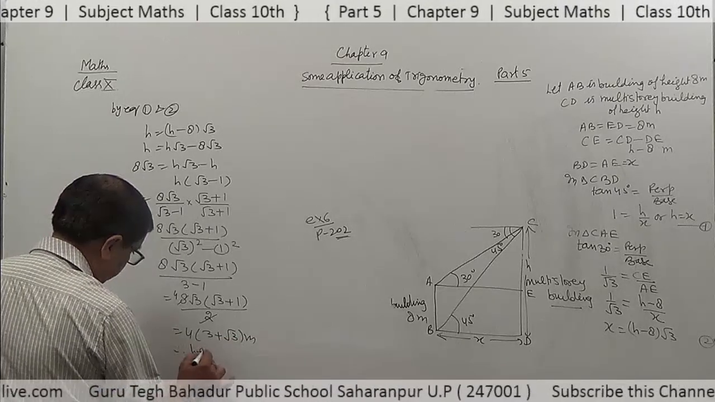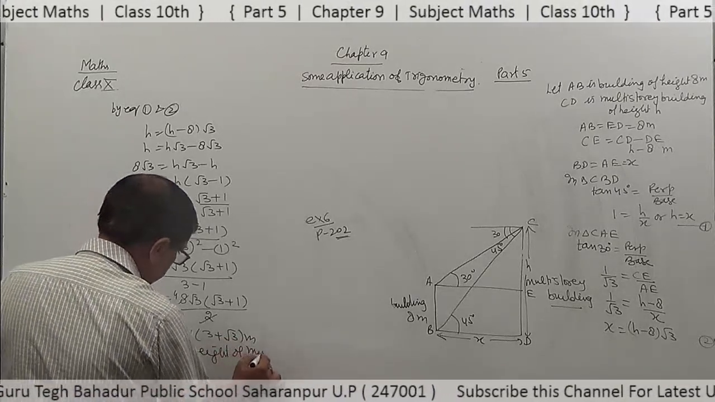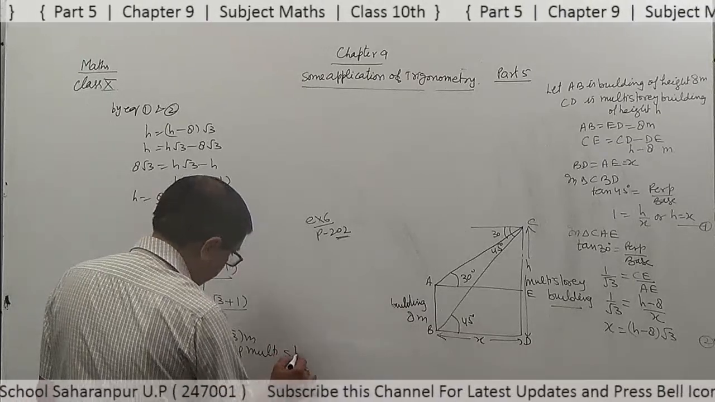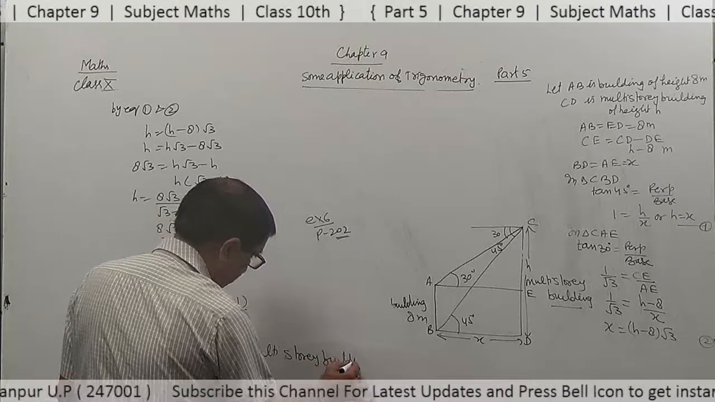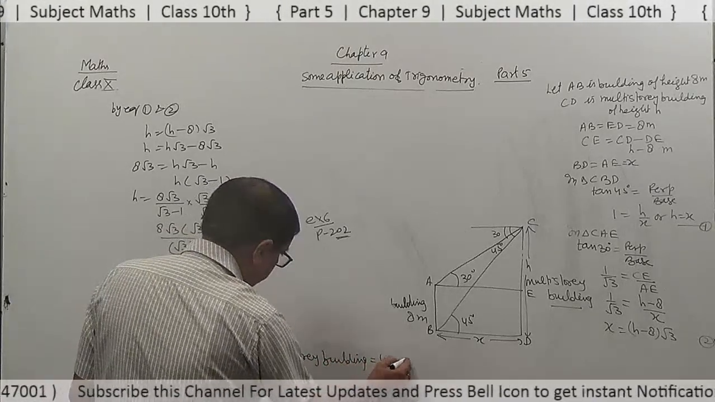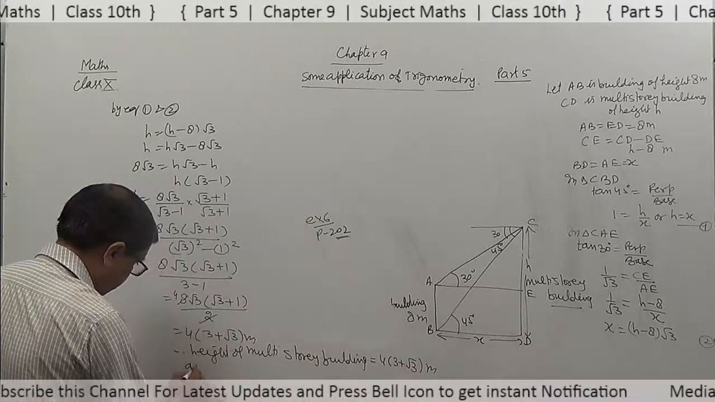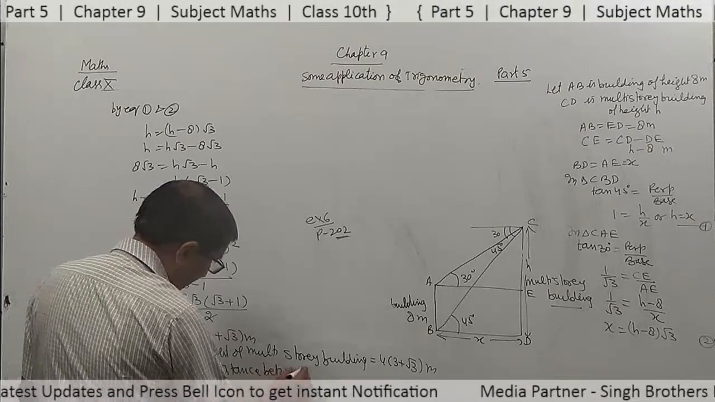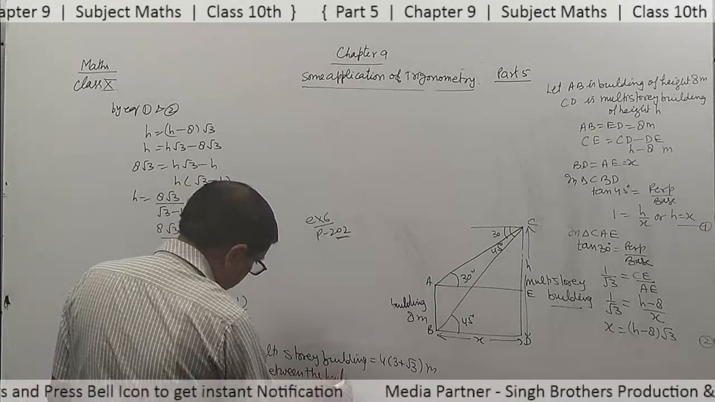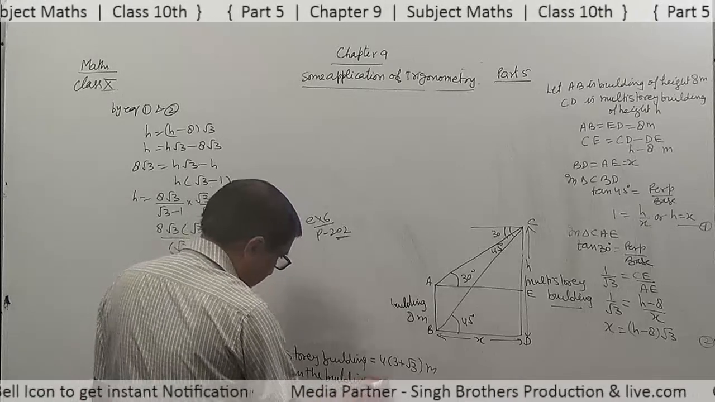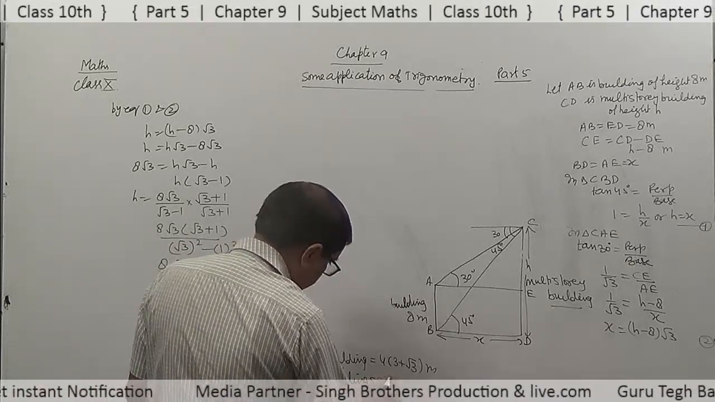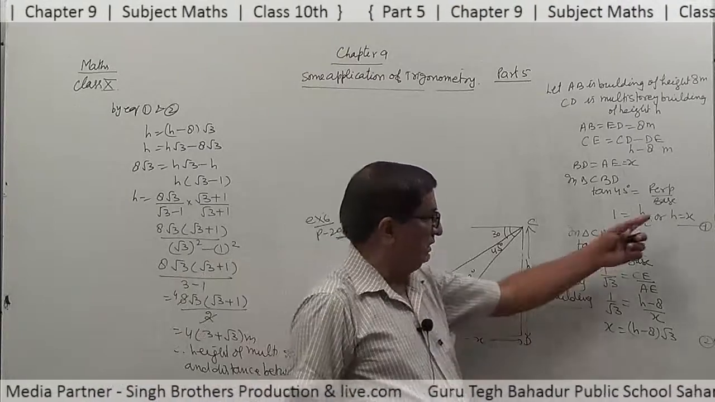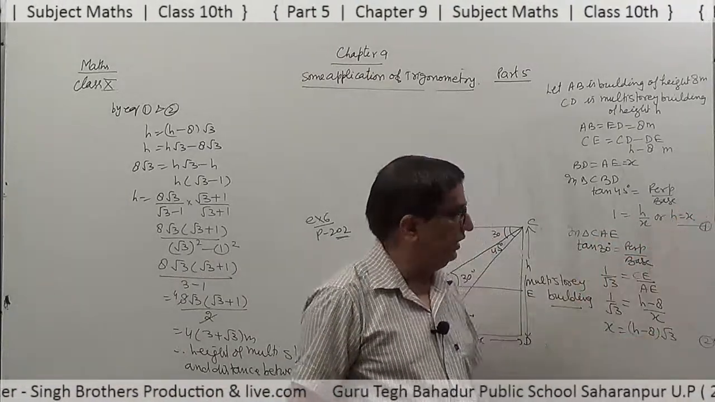Therefore, the height of the multi-story building is 4 times (3 plus root 3) meters, and the distance between the buildings is also 4 times (3 plus root 3) meters, because the distance between the two buildings is equal to the height of the building.